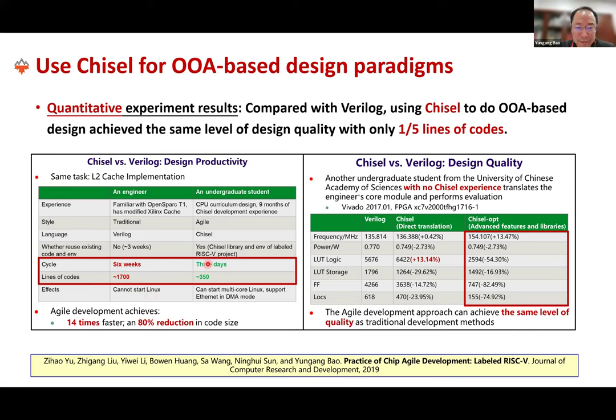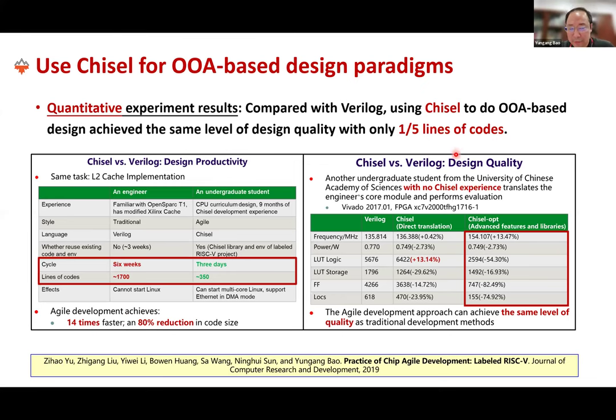In comparison, the undergraduate student only took 3 days writing 350 lines of code to implement the L2 cache. The cache was integrated into the RISC-V core, and then the CPU core could start multi-core Linux, even supporting Ethernet in DMA mode. So from this comparison, we can see that for this task, the CISO-based development flow can achieve 14 times faster, and also with only about 1/5 the lines of code.